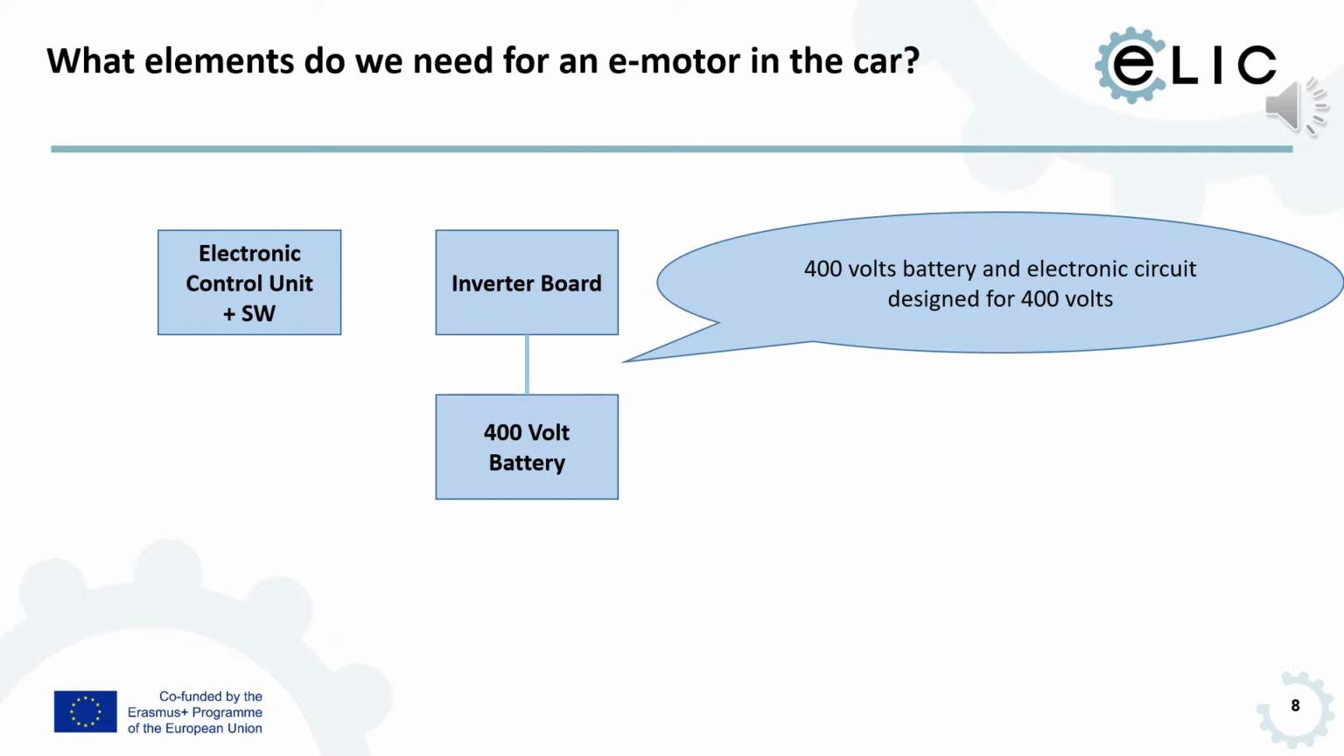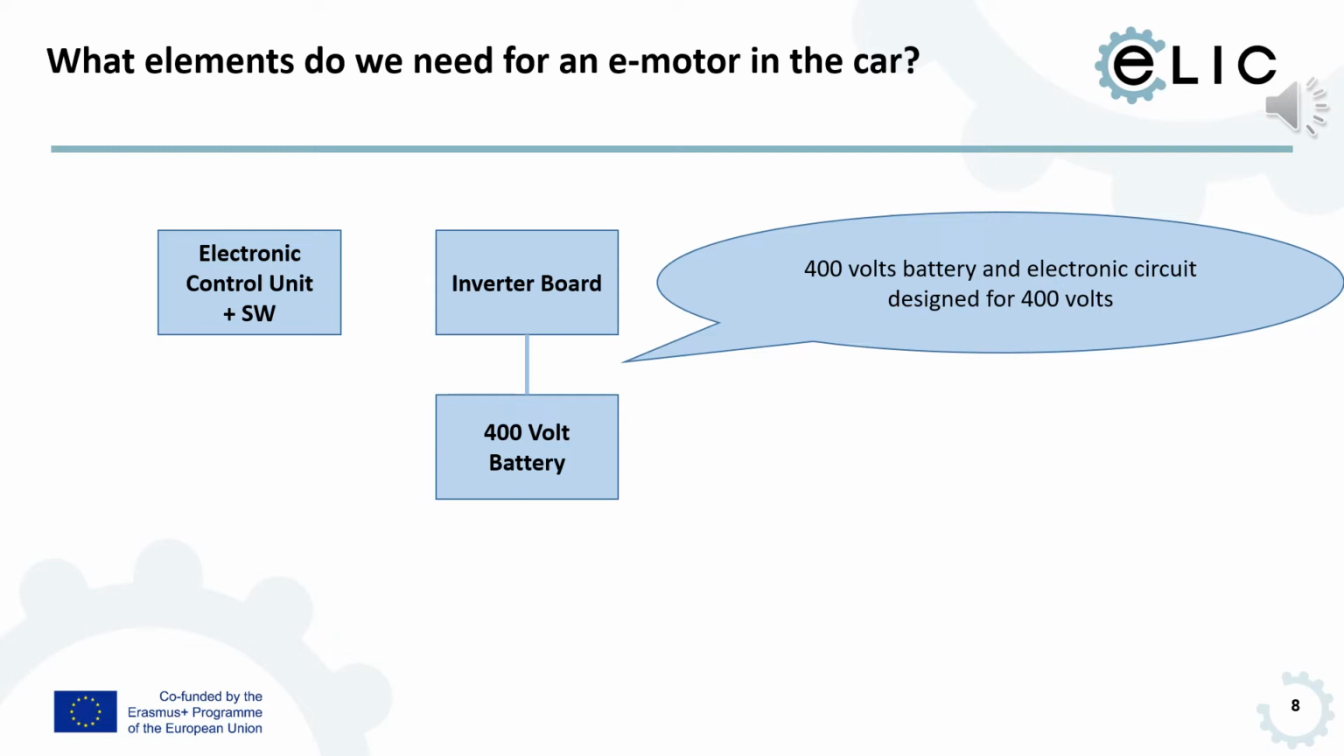Further components needed to understand the concept of the e-motor are a so-called inverter board and the 400-volt battery. The inverter board is the electronic control unit that allows to connect the 400 volts of the battery to phase currents at the motor side. And the inverter board has digital semiconductor switches that allow to actuate the e-motor. Usually such a battery is 400 volts, and also the inverter board is capable of handling 400 volts.